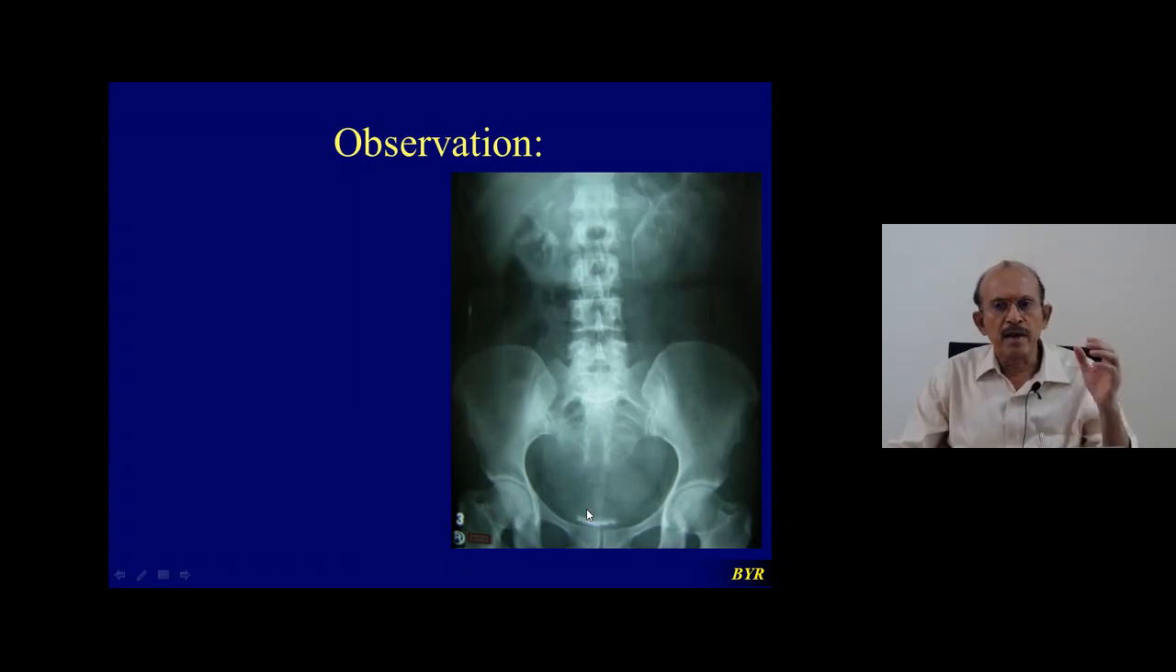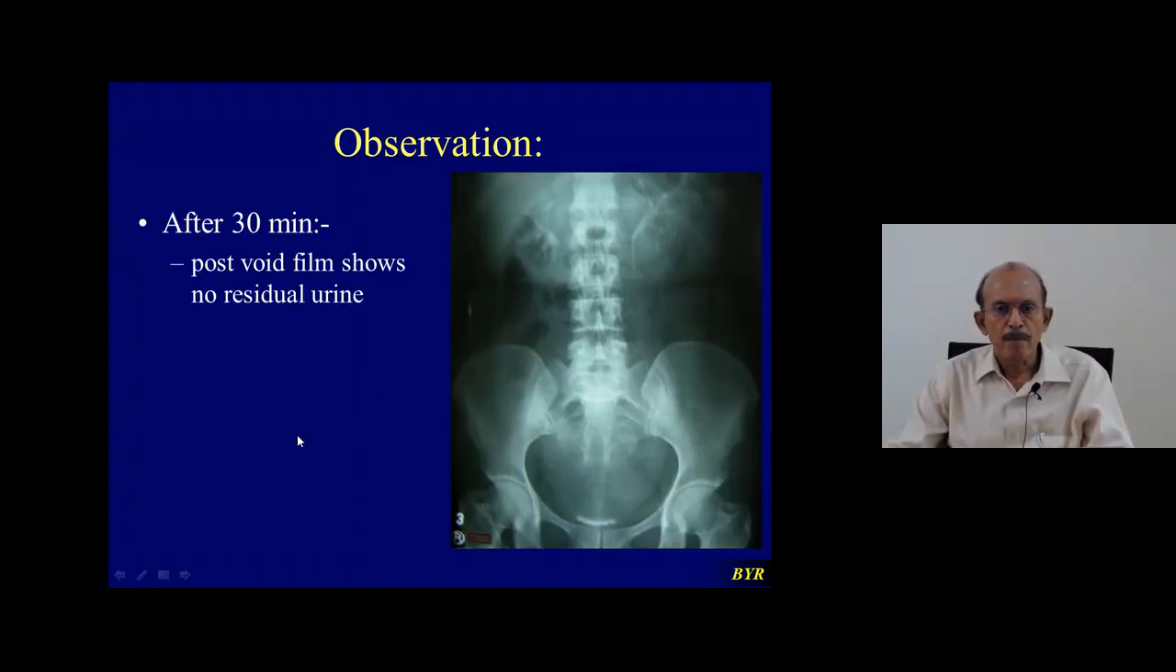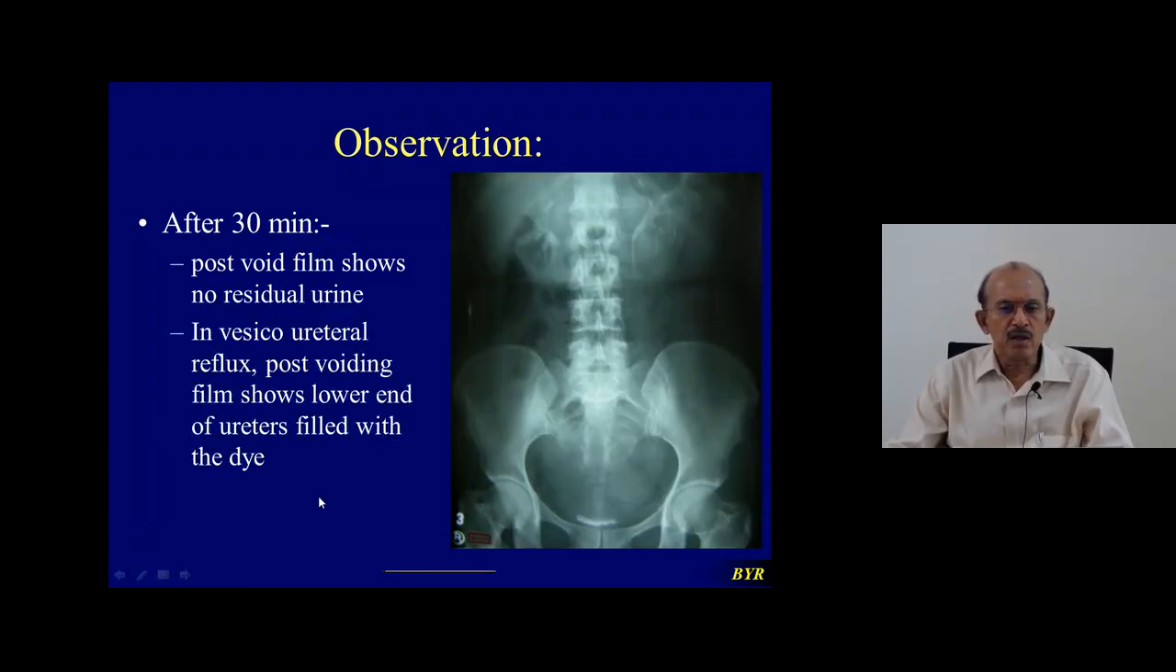If the patient voids but you still see a rounded shadow here, that means he has not emptied his bladder completely. So when he is not able to completely empty the bladder, we call that condition residual urine. That means some amount of residue is being left behind. So after 30 minutes, the post-void film will show no residual urine. In vesico-ureteral reflux, the post-voiding film shows the lower end of the ureters filled with dye.